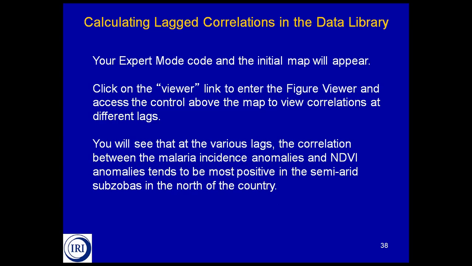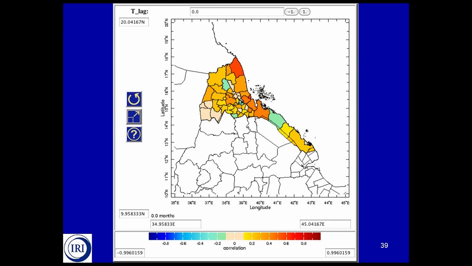So once you've input this expert mode code, click on the viewer link to enter the figure viewer and access the control above the map to view correlations at different lags. And you'll see that at various lags the correlation between the malaria incidence anomalies and NDVI anomalies tends to be most positive in the semi-arid subzobas in the north of the country.